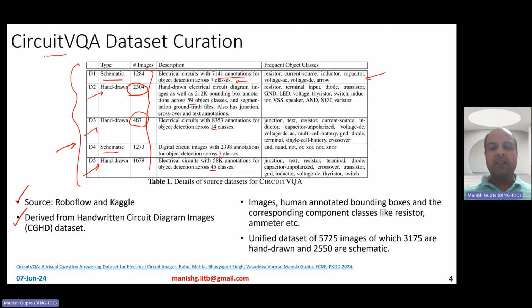Okay. So what we did was to basically take these data sets which contain images, human-annotated bounding boxes, and corresponding component classes. We of course combined all of them, deduplicated the images, and then finally we get a unified data set of 5,725 images, of which 3,175 are hand-drawn and the remaining are schematic. Okay, so that's the data set.